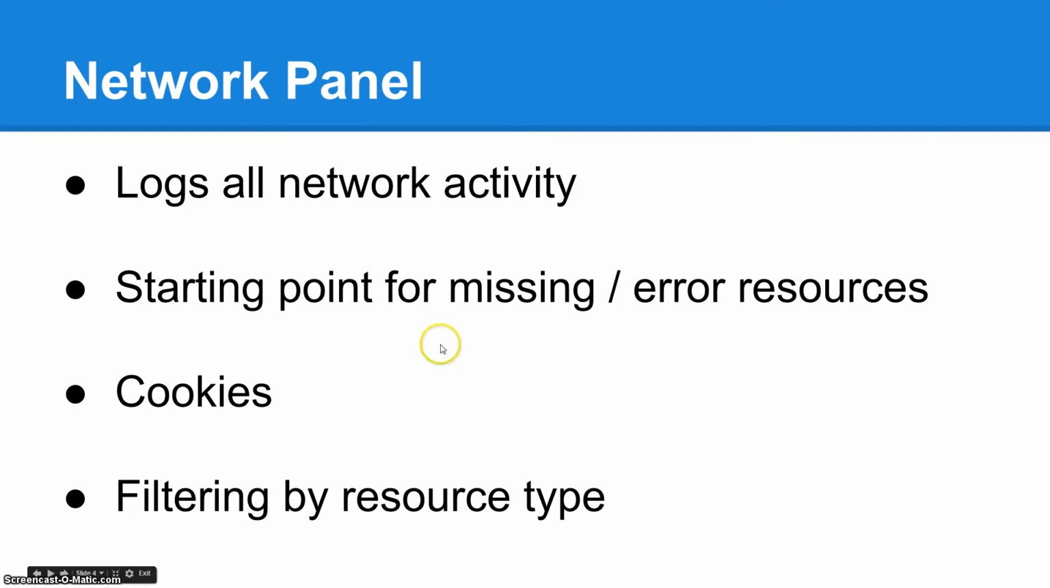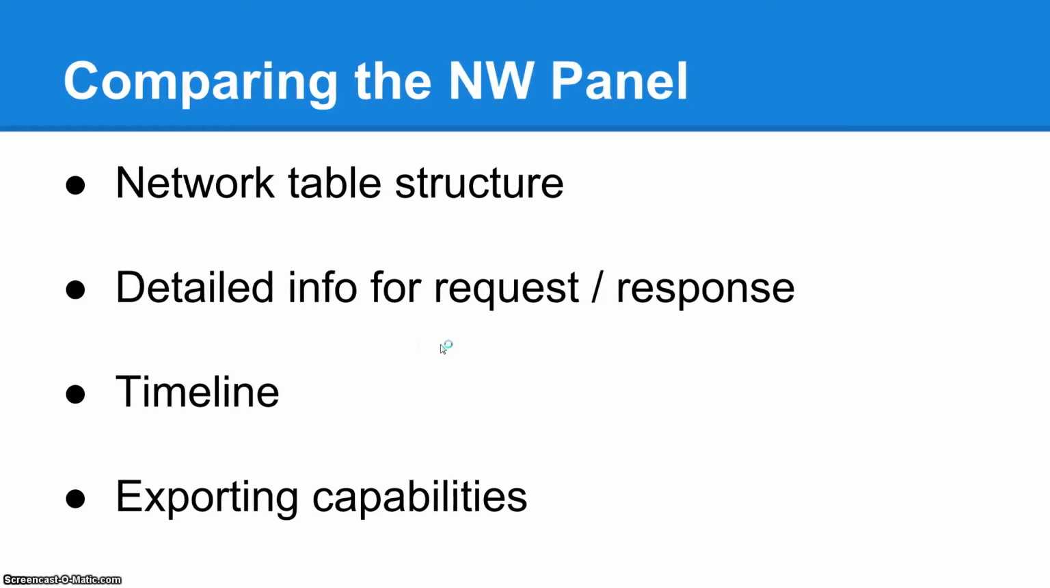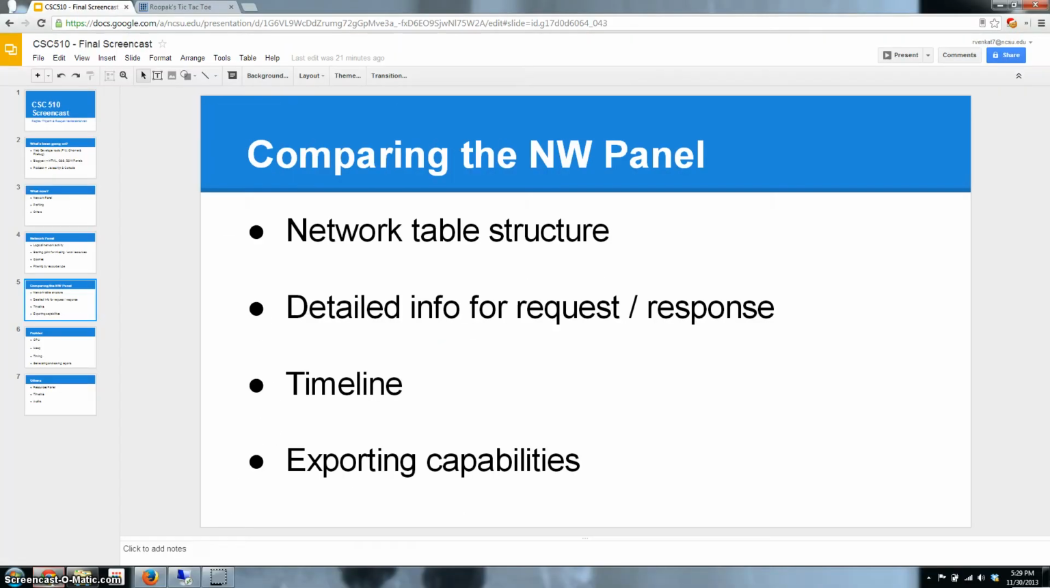It also helps in looking at cookies, and you can essentially filter every request based on the resource. Moving to the actual comparison between the network panels, we'll take a look at these four points at a broad level. Each of them has a network table structure where each resource is displayed as a row. We can see the detailed information for the request and response for each resource. Then there's a cool timeline view, which is a graphical representation of the interaction on the network, and what kind of exporting capabilities are available in each tool.